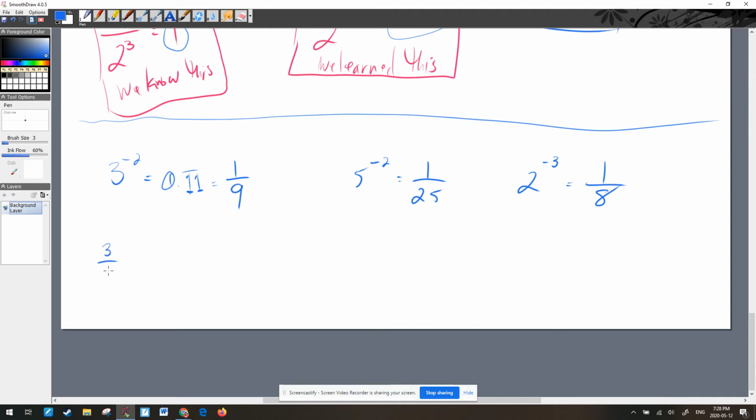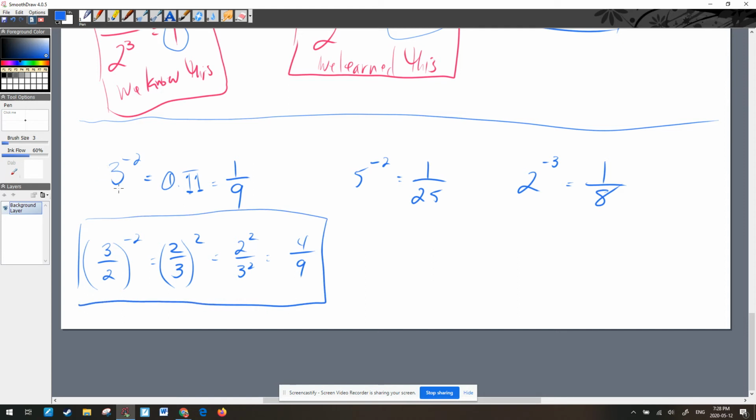Okay, so make it more obvious. If I had 3/2 to the negative 2, the negative would cause this whole thing to flip over. So it would be 2/3. That gets rid of the negative and it's still squared, right? And then we're going to have 2 squared and 3 squared. So it would be 2 squared over 3 squared, which would be 4/9. So that negative causes a reciprocal to happen.